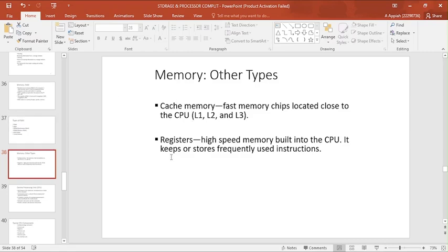Then we also have what we call registers. These are high-speed memory that are built into the CPU, which keeps or stores frequently used instructions.